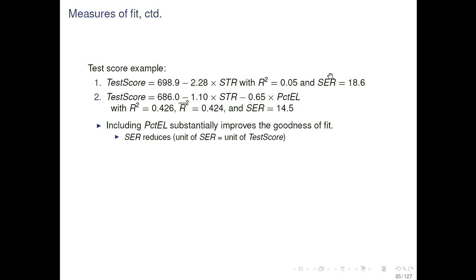But this is standard error. The unit for the standard error is the same as the unit for the test score. So this is something that you have to keep in mind. Which means for different data, the way we interpret R square is similar, but the way we interpret the magnitude of the standard error of regression can be very different.